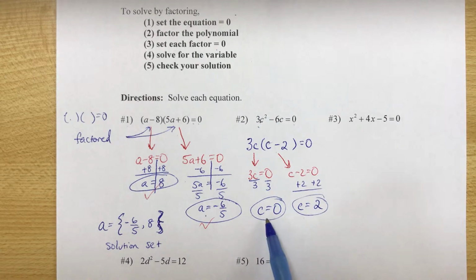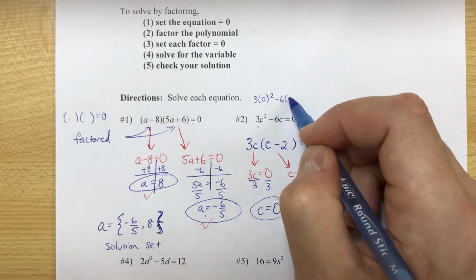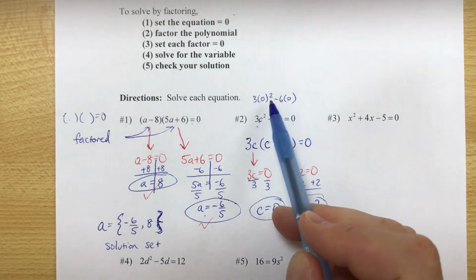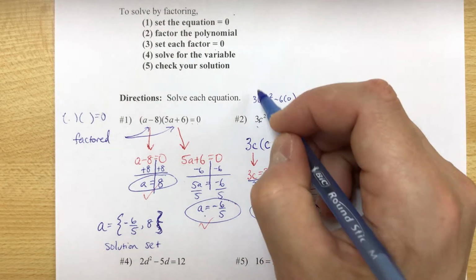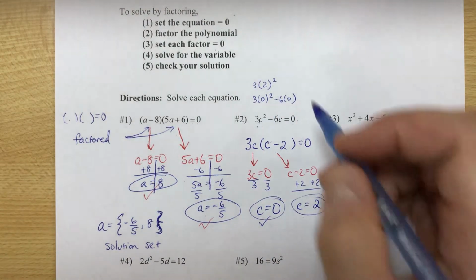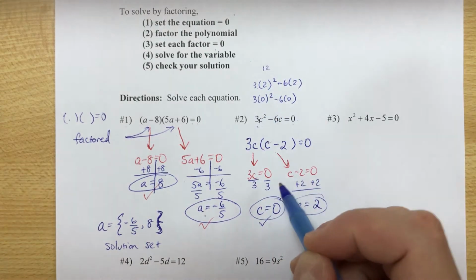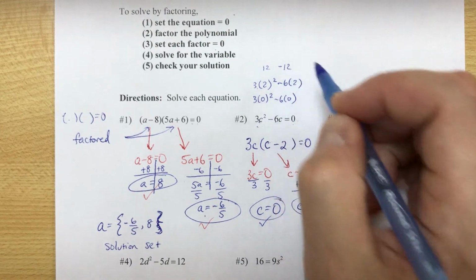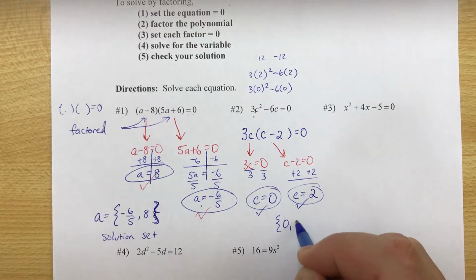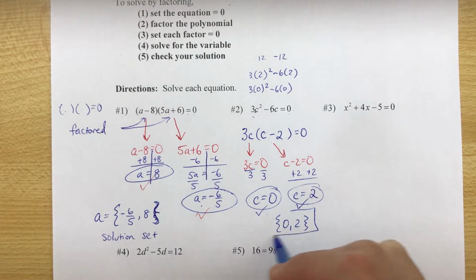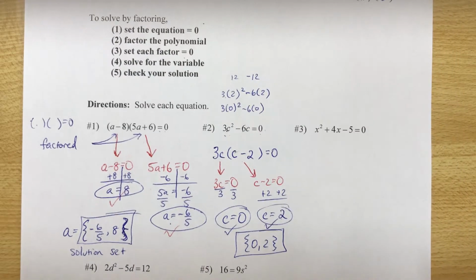Now, do they work? Well, let's plug a 0 in. 3 times 0 squared minus 6 times 0. Well, both of these become 0, so 0 minus 0 is 0. Check. If we try 2, 3 times 2 squared minus 6 times 2. 2 squared is 4. 4 times 3 is 12. Negative 6 times 2 is negative 12. 12 minus 12 is 0. Check. So we have 2 answers, 0, comma 2, for our solution set.